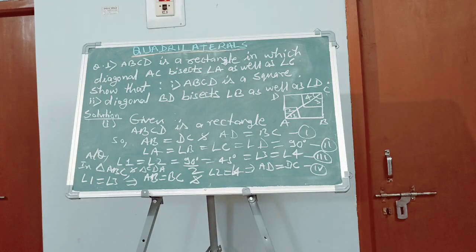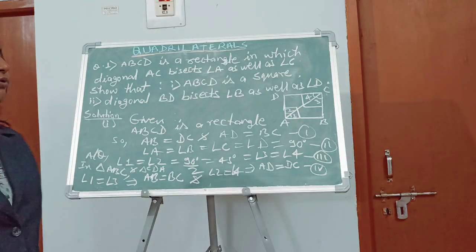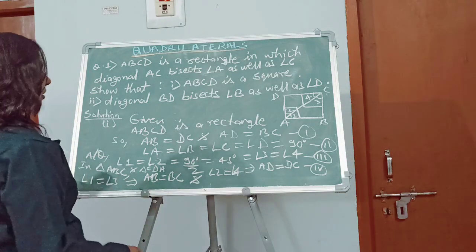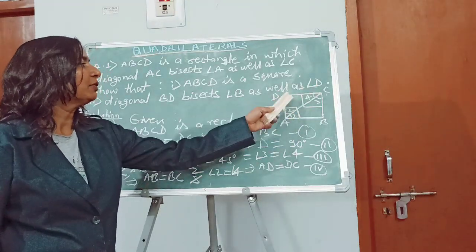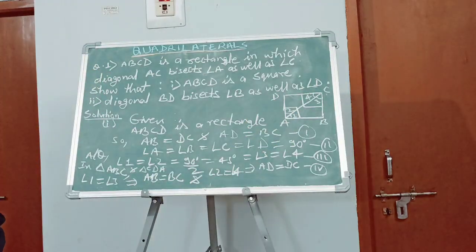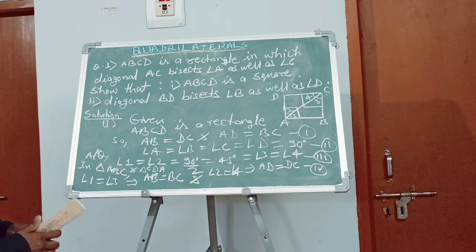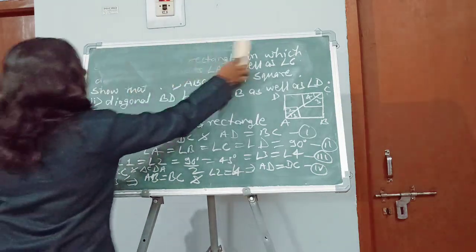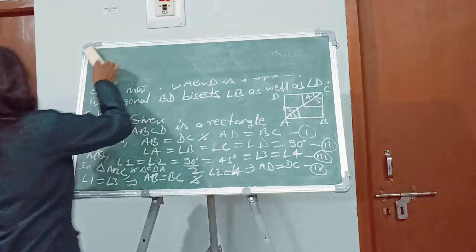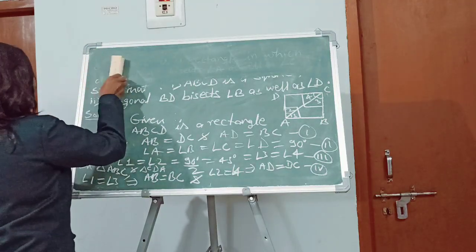So when you compare first and 4, what will you get? AB is equal to BC is equal to CD is equal to DA. Okay. So let me erase the question. Second one we are leaving.